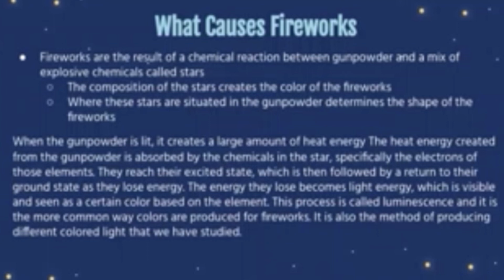When the gunpowder is lit, it creates a large amount of heat energy. The heat energy created from the gunpowder is absorbed by the chemicals in the star, specifically the electrons of those elements. They reach their excited state, which is then followed by the return to their ground state as they lose energy. The energy they lose becomes light energy, which is visible and seen as a certain color based on the element. This process is called luminescence and is the more common way colors are produced for fireworks. It is also the method of producing different colored light that we have studied.